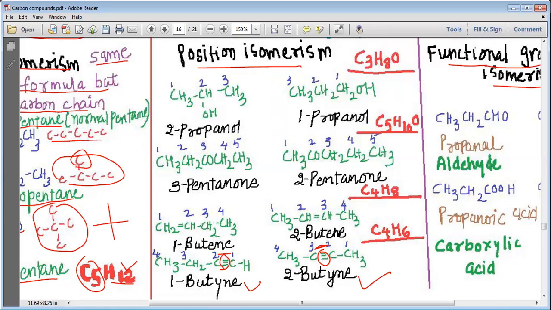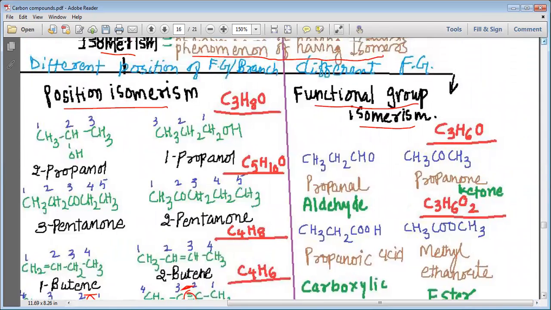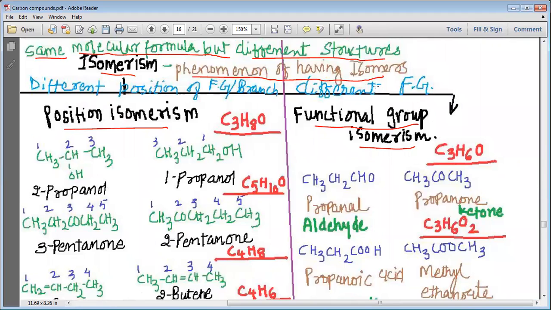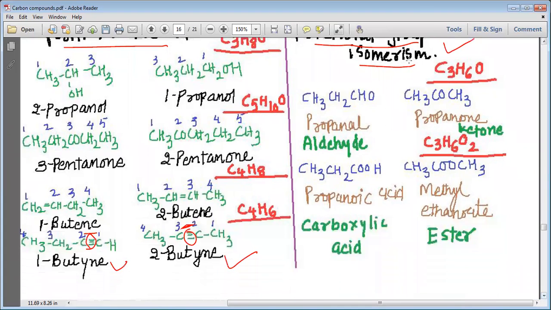Now, my dear students, we want to study about the third type of isomerism, which is known as the functional group isomerism. So here the compounds have the same molecular formula but different structures due to the different functional group present in them. Such isomerism is known as the functional group isomerism. Let's have a look at this.